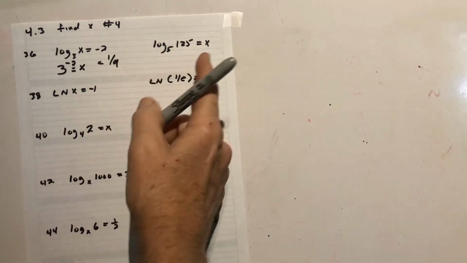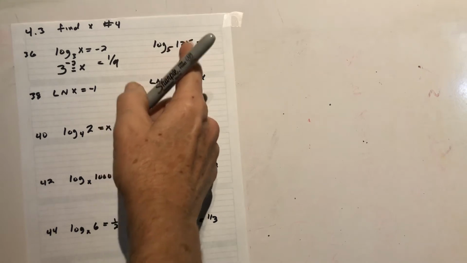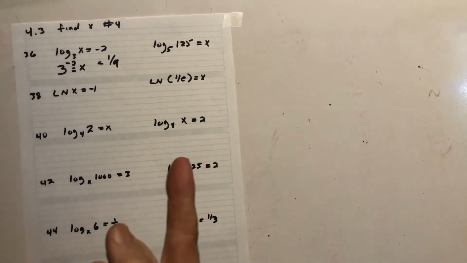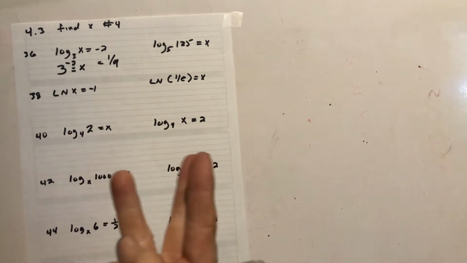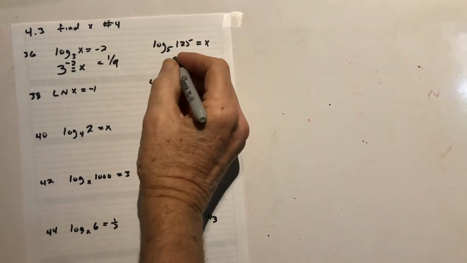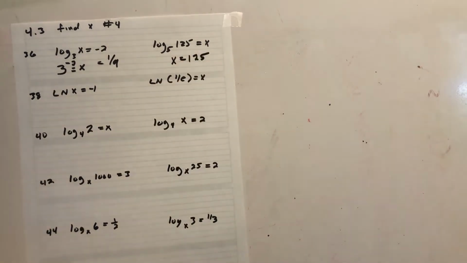But I want you to make a guess. How many 5s does it take to get 125? 5 times 5 times 5 times 5. When do you get to 125? 1 5 is 5. 2 5s is 25. 3 5s is 125. So x equals 125. And now you could check it on your calculator.